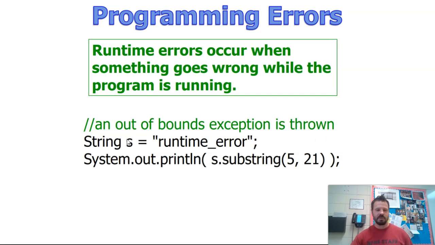Basically what's happening here is I'm making a string called runtime error, or storing the literal runtime error. If I try to print a substring from 5 to 21, if these are talking about the 21st character essentially, there's not 21 characters in this string, so we get an error while it runs. Again, Java won't catch this error while it compiles, but it will say something's wrong when it's running.